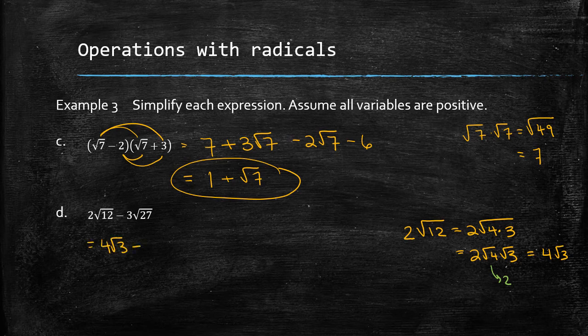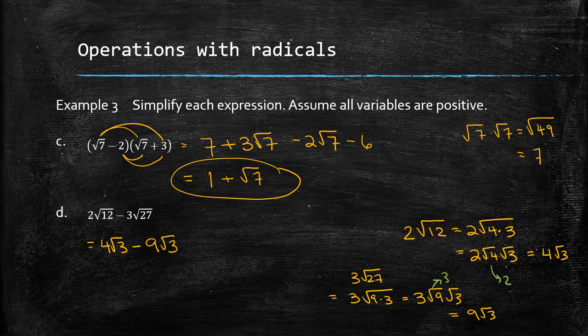Okay, now we'll do the same thing for the second guy, 3 rad 27. Let's break up 27 as 9 times 3. So I have 3 times the square root of 9 times the square root of 3. The square root of 9 is 3, so 3 times 3 is 9, and I still have my rad 3. Okay, so we see now we do have like radicals, so let's go ahead and subtract these guys. We'll end up with -5 rad 3.